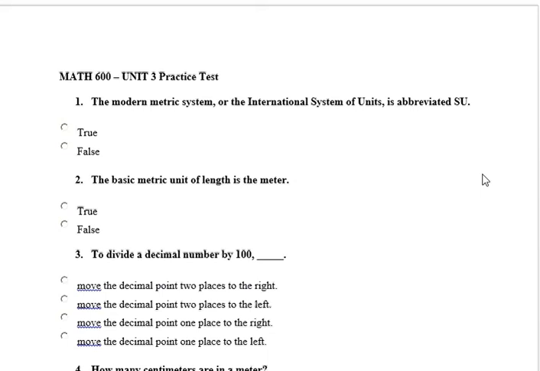It's the Math 600A Unit 3 practice test. And we're winding our way down through the semester. And here we go. I think we have 20 questions today. And there's a little bit on the metric system. So that's where we're going to start. Question 1 has to deal with the metric system.